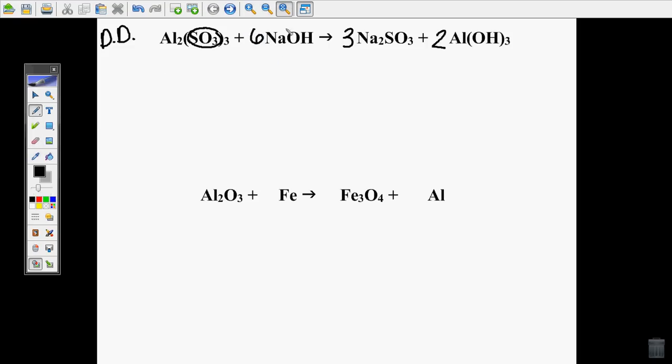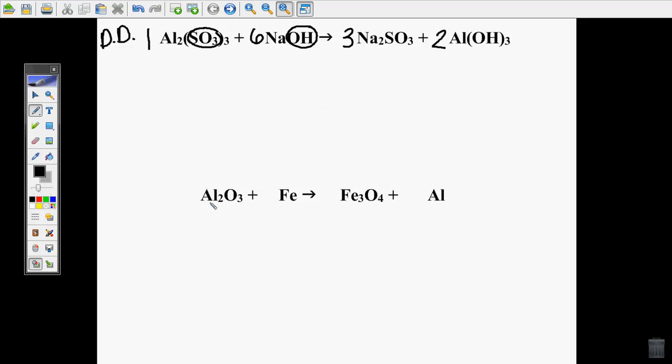Okay, then now I have, see how this is a polyatomic, OH, so I have 6 OHs, and over here I have 2 times 3, 6 OHs. So if I want to make myself feel good, I can go put a 1 right there. You don't have to, it doesn't matter.